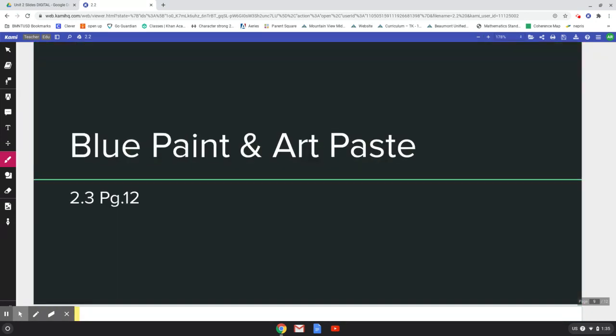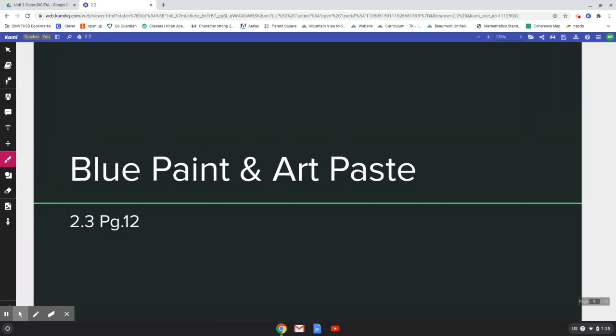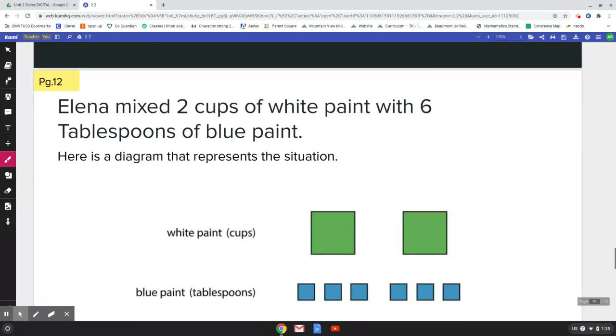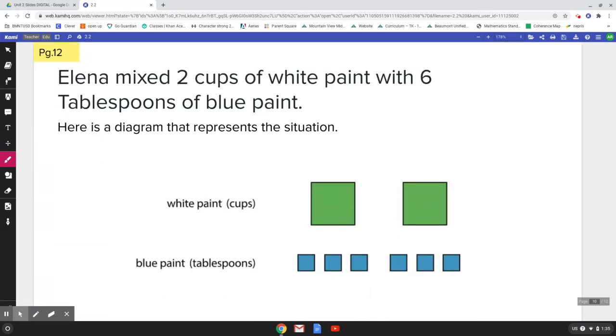All right, so now we're moving to blue paint and art paste, and that is on page 12. So page 12 says, Elena mixed 2 cups of white paint with 6 tablespoons of blue. Here is a diagram representing it. So here again, white paint, they are having these 2 larger green squares. And then the blue paint, they are representing in smaller squares. So you can even just do it by size, and then they made their blue paint squares blue.